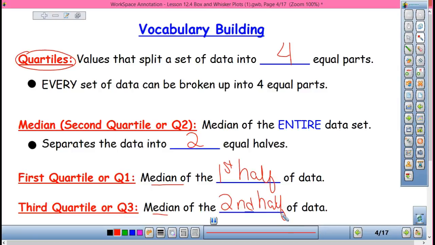Have you guys done box and whisker plots before? Yep. I think you have. I think so.